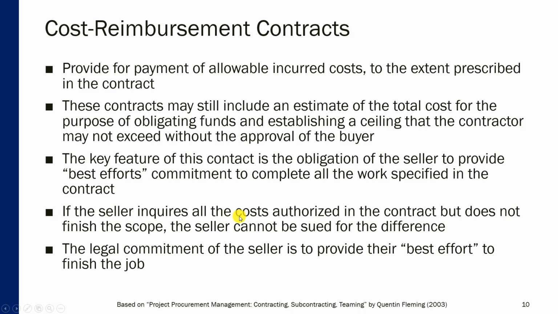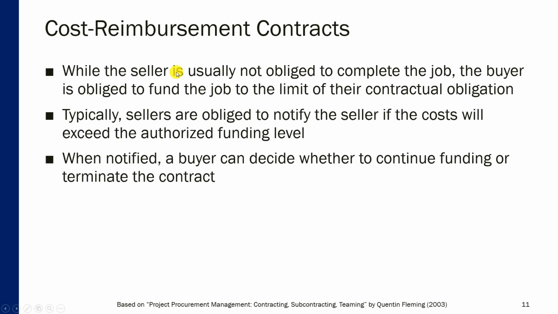If the seller incurs all the costs authorized in the contract but does not finish the scope, the seller cannot be sued for the difference. So once again, the legal commitment of the seller is to provide their best effort to finish the job. If they don't finish the job, and let's say the reasons for not finishing the job are not well accepted by the buyer, then the buyer will discontinue the relationship, but the seller cannot be sued for the remaining scope of the project. So while the seller is usually not obliged to complete the job, the buyer is obliged to fund the job to the limit of the contractual obligation.